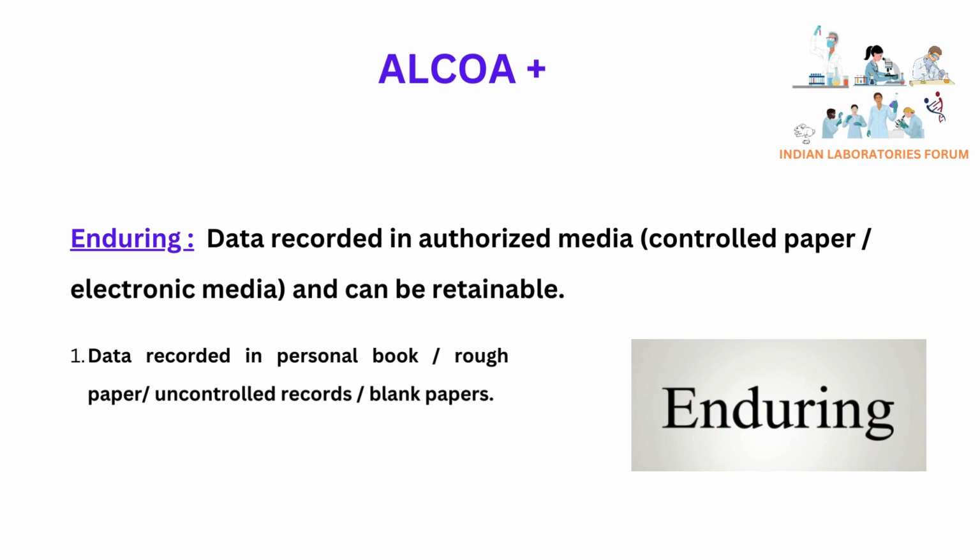Enduring. Enduring refers to data recorded in authorized media, such as controlled paper and controlled electronic media, and those recorded data should be retainable. Data should be recorded in approved controlled documents only. Uncontrolled documents should not be used for recording the data. Examples of non-compliances to enduring are data recorded in personal books, rough papers, uncontrolled records, and blank papers.